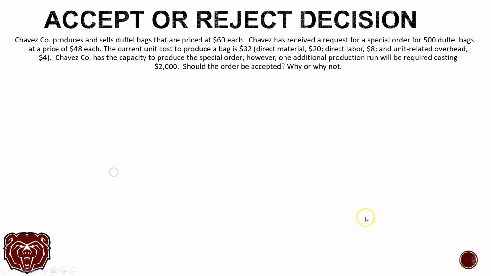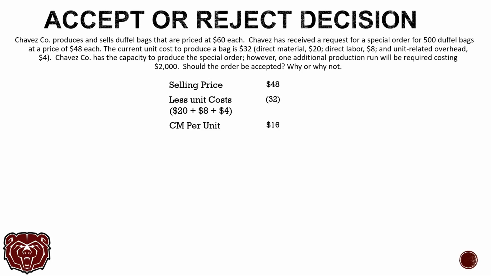Okay, so let's take a look at each of these things. We'll get all these priced out and put in our model. So our selling price is $48, less unit costs of $32. That gives us a contribution margin per unit of $16. Okay? Times the quantity of 500. That is a total contribution margin of $8,000.